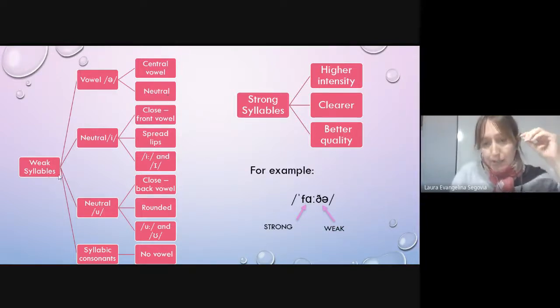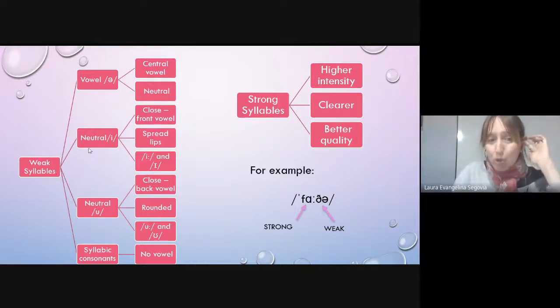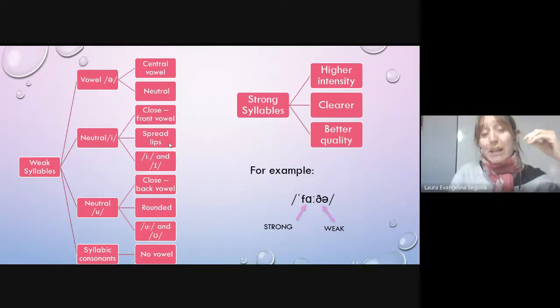Another center of the weak syllable is the neutral E. We call it like that, neutral E, and this is the symbol. It's a closed front vowel. Your lips are spread, but it's something in the middle between the two E sounds. So this neutral E is something in the middle between the long E and the short E. So the long E, you produce E.